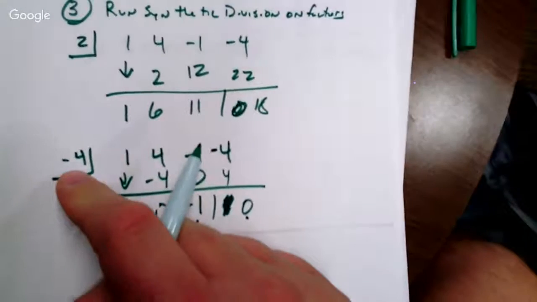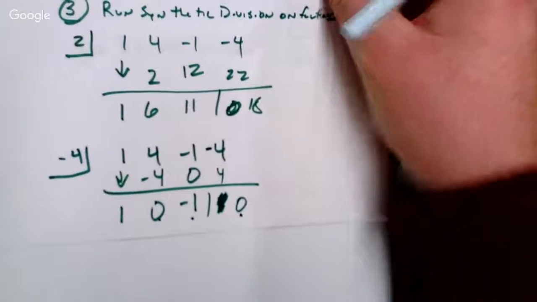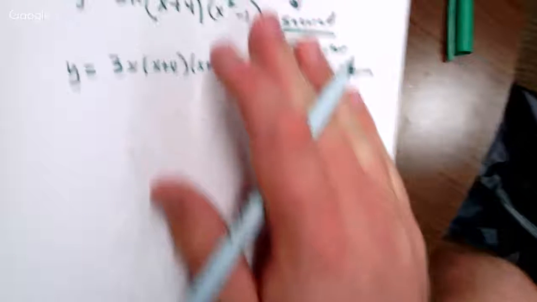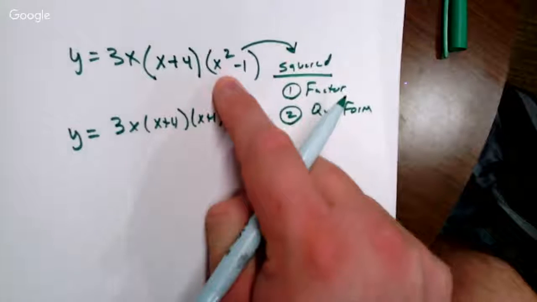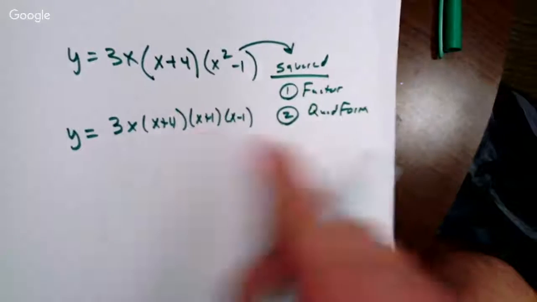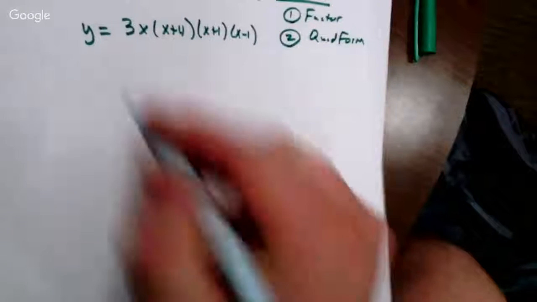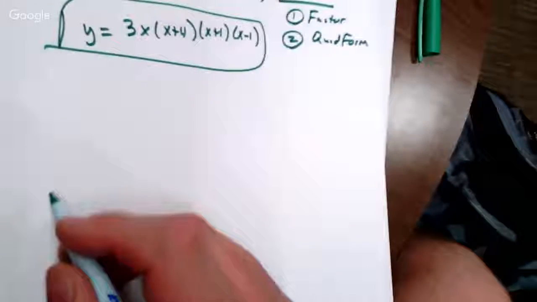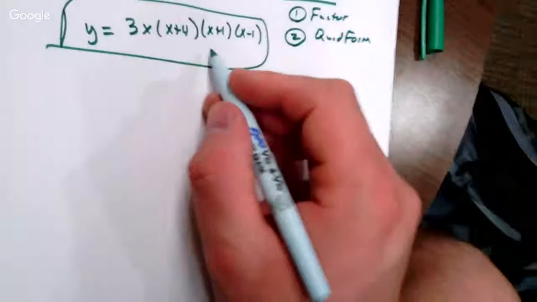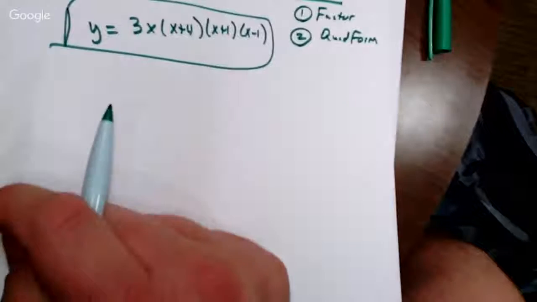X plus the root is a factor. Then once I had that down, I realized I was down to a square, so I can take care of that to x plus 1, x minus 1. So now I've got it down into my factored form. How do I know when I got it down to my factored form? Because I've got it all down to linear binomials.